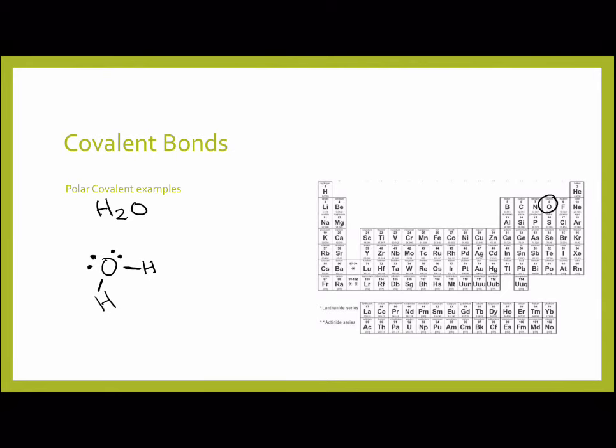And since oxygen is much more electronegative than hydrogen, it's going to hold the electrons closer. So hydrogen will be slightly more positive, and oxygen will be slightly more negative. This is the sigma sign, and so it's saying sigma positive for hydrogen and sigma negative for oxygen.